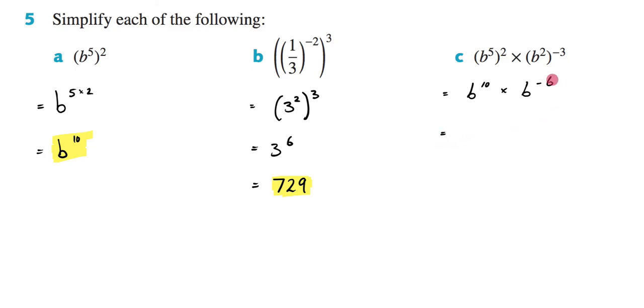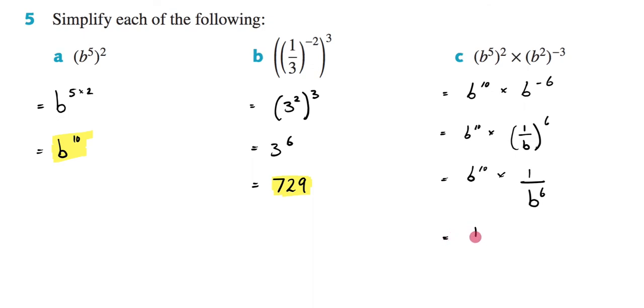Now, what I'm going to do is get rid of this negative index, and the way I'm going to do that is I'm going to make this a reciprocal. So it's going to become 1 over b to the 6, and that's going to be b to the 10 times 1, because 1 raised to the 6 is just 1, and then b to the 6.